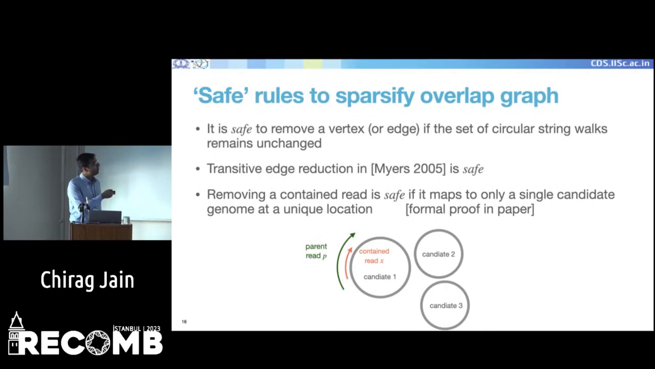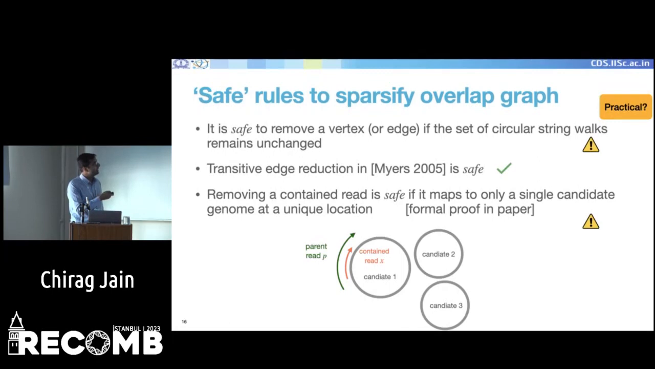Third is that removing a contained read is safe if it maps to a single candidate genome at a unique location. So if there is a contained read which I know maps to only a single candidate sequence, then I can still remove that contained read from my analysis. So these are the 3 provably good techniques we have.